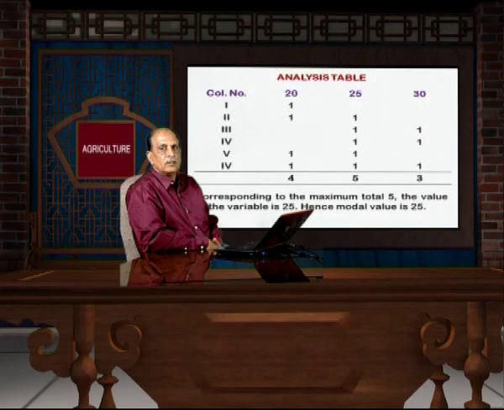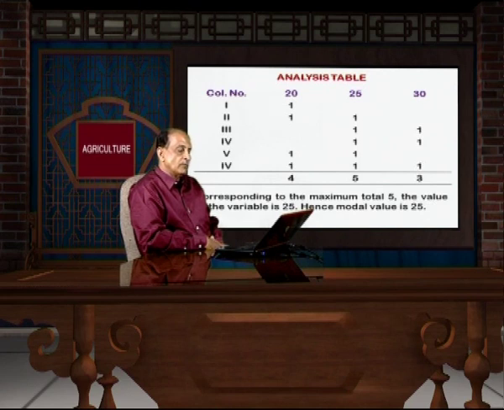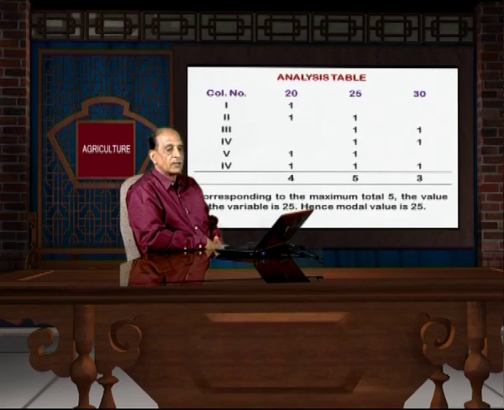Normally, we can locate the modal value on the basis of inspection, but the problem will arise when the frequency preceding the maximum value and the frequency succeeding the maximum value are very small. In that situation, it is not possible to locate the modal value with the help of inspection. Therefore, we have to prepare a group table and analysis table so as to calculate the correct value of the mode. So, in this problem, we have prepared the group table and analysis table so that we can find out the correct modal value.